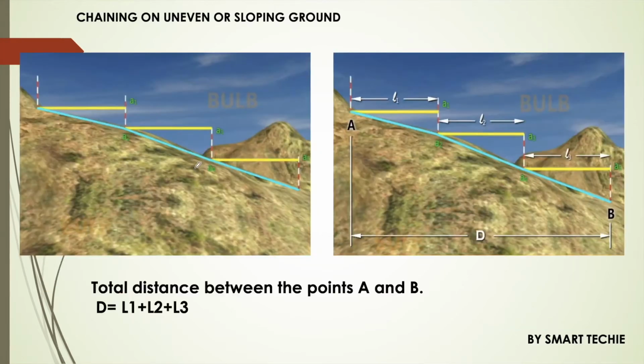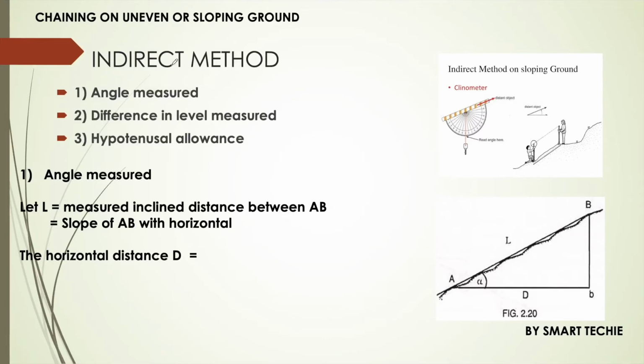So, from this figure, we have calculated the distances from A to A1, A2 to A3, and A3 to A5. So the total distance from A to B is nothing but L1 plus L2 plus L3. It is the summation of these horizontal distances. So the summation of horizontal distances L1, L2 and L3 is nothing but the total distance of this sloping ground. So next we'll study the indirect method.